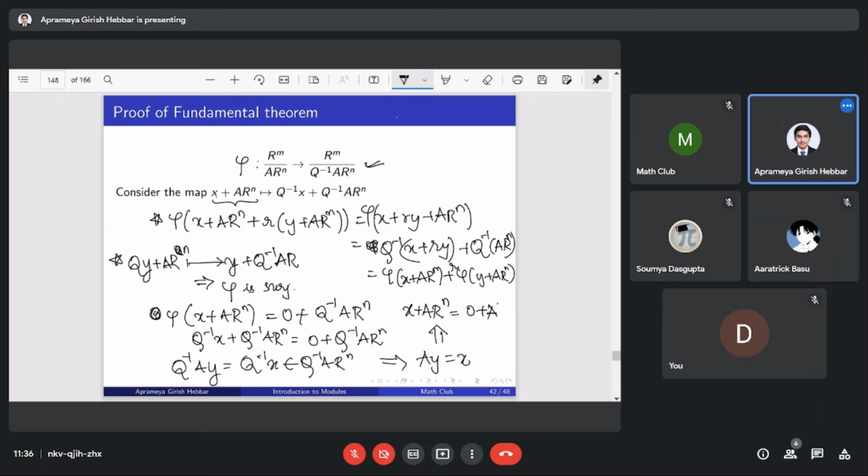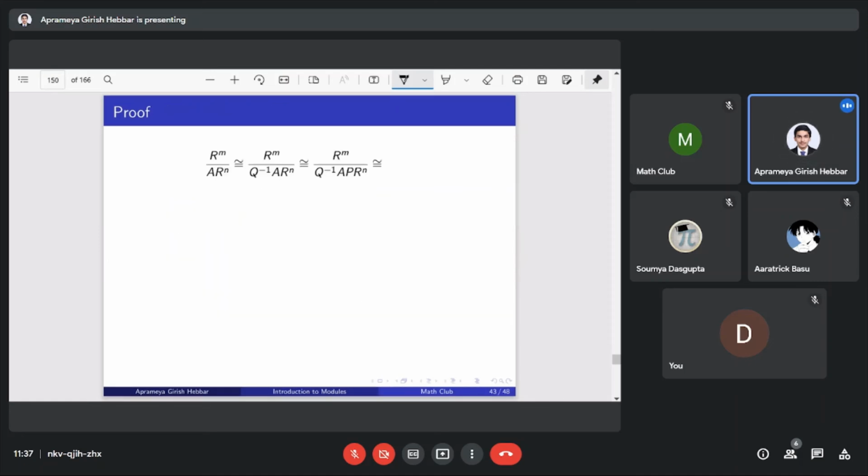So this means that this element is the trivial element. Therefore the kernel is just, so what did we prove? We proved that the kernel of phi is just equal to 0 plus ARⁿ. So this map is indeed an isomorphism. So what have we proved? We proved that R^m over ARⁿ is isomorphic to R^m over Q inverse ARⁿ.